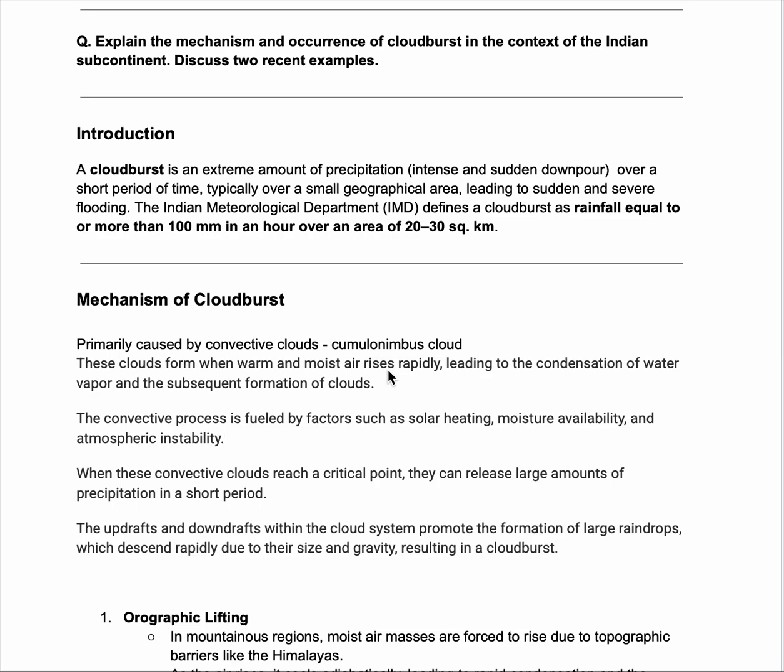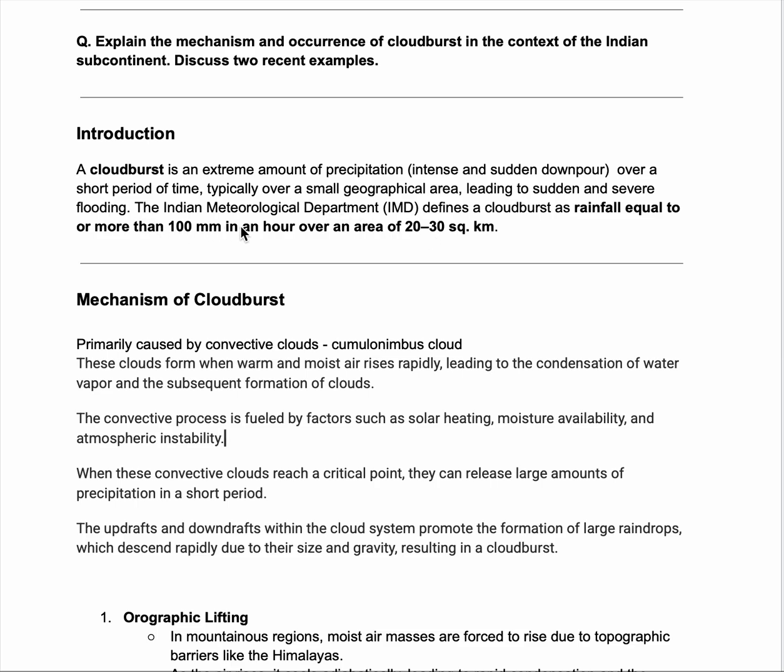We'll start with the introduction. In the introduction, it is the definition of cloudburst. A cloudburst is an extreme amount of precipitation, an intense and sudden downpour that could last for over a minute or even extend up to an hour. It happens over a short period of time, typically over a small geographical area. It is not something that would cover the entire country or even an entire city. It leads to sudden and severe flooding.